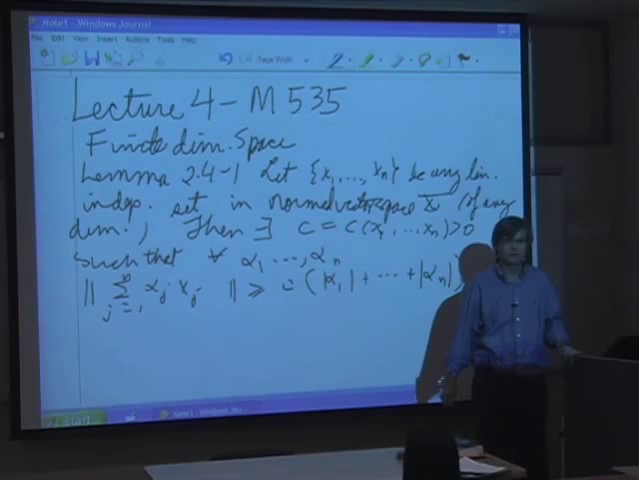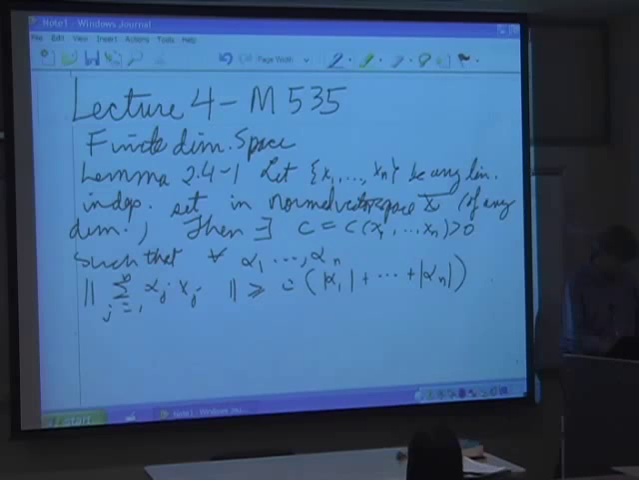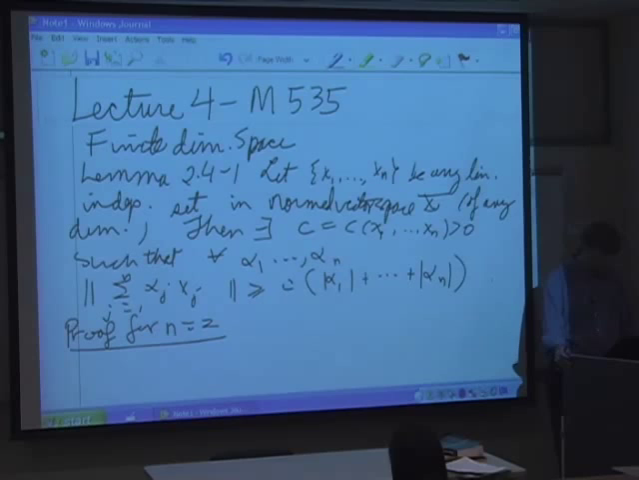So how do you prove this? Let's prove it for n equal to 2, because the general case of n will be very similar. So how will I do that? Okay, proof by contradiction. Assume that C does not exist.